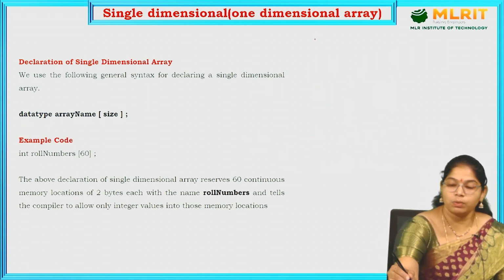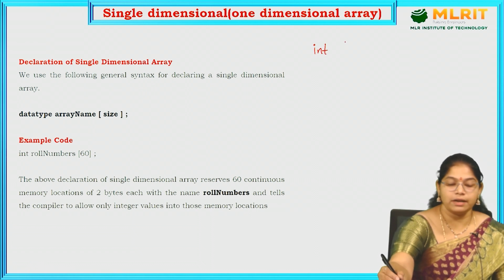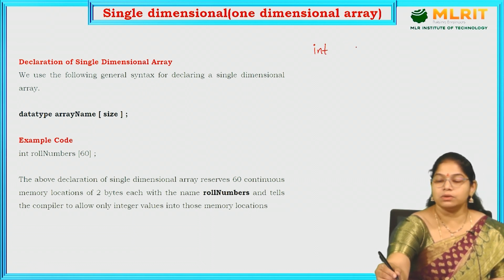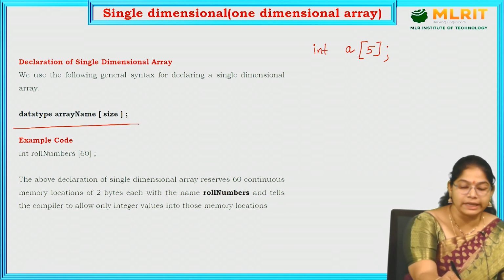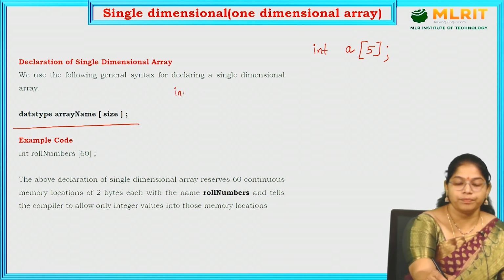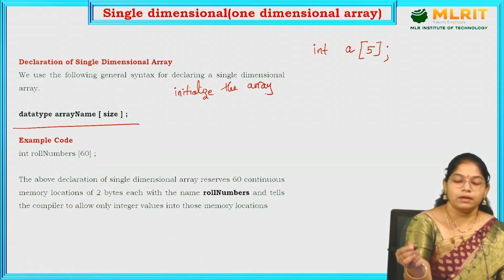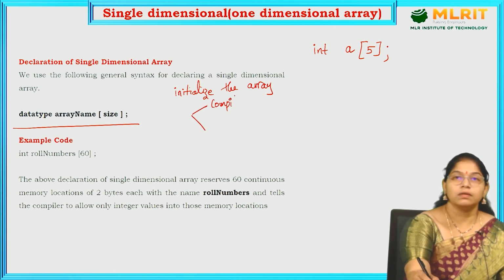So now consider one example, int. How to declare an array? Data type, array name, size. So here the data type is integer, the array name is a, and the size of the array is 5. This is the declaration. How to initialize the array? Initialization is of 2 types, compile time and run time.